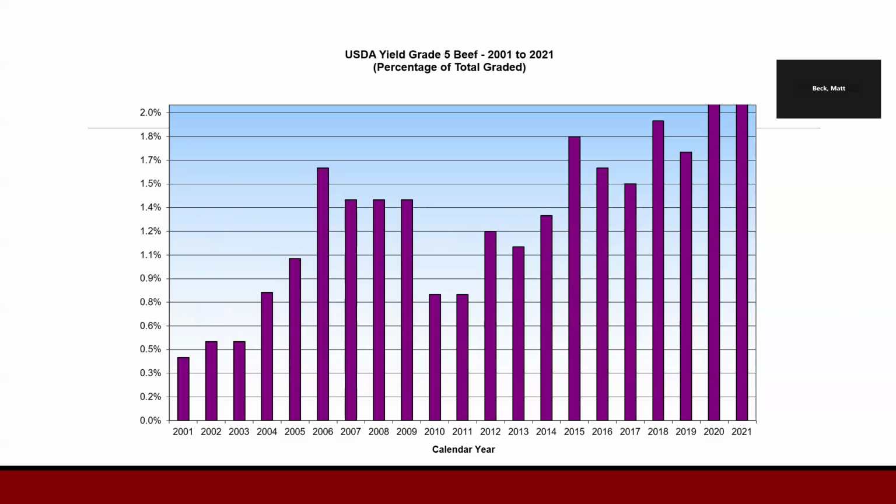So if I ask you to explain the trend that we're seeing in fed cattle in terms of their carcass traits, what would you say? Feeding cattle to heavier endpoints, therefore they're fatter at harvest. We're increasing percent of cattle that are grading choice and prime, decreasing selects. We're decreasing yield grade 1s and 2s, increasing yield grades 4s and 5s.